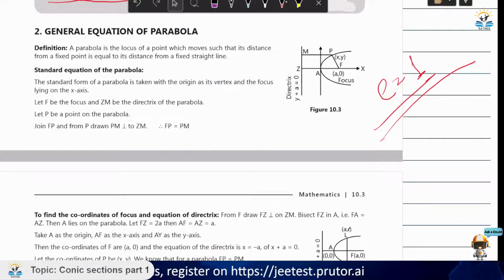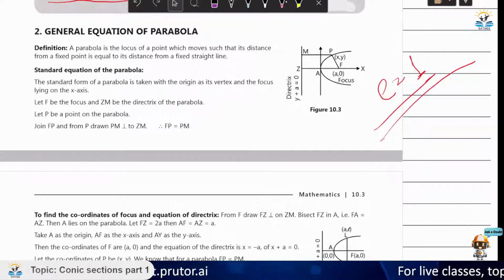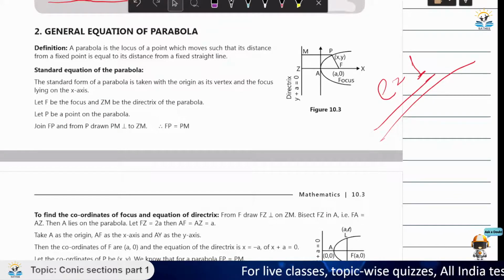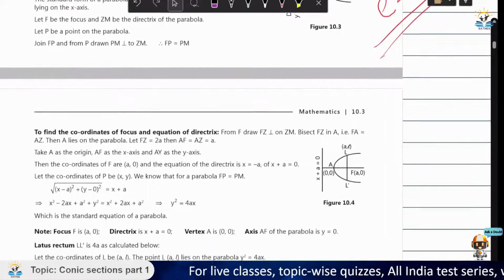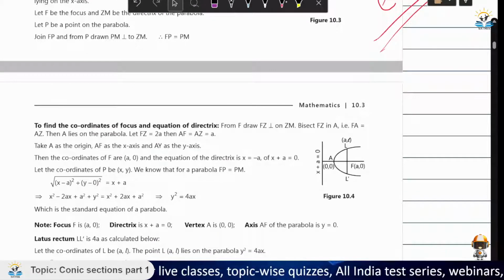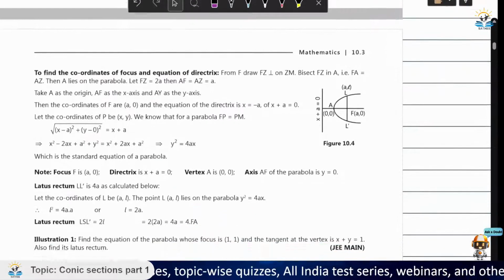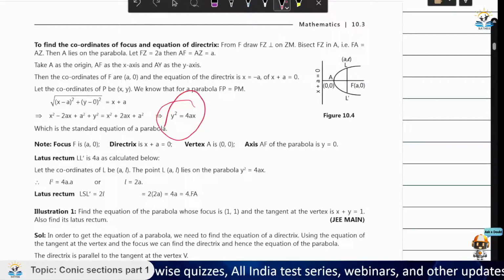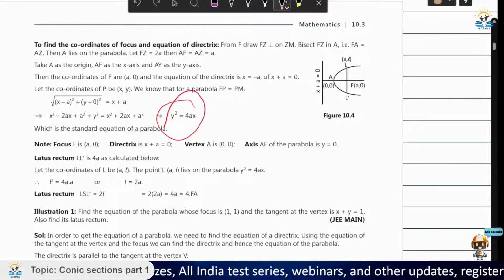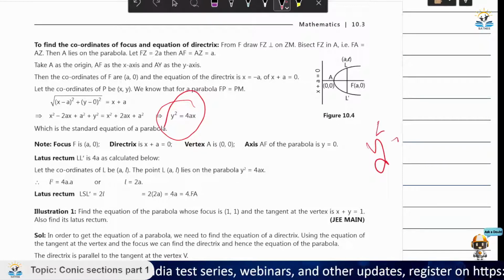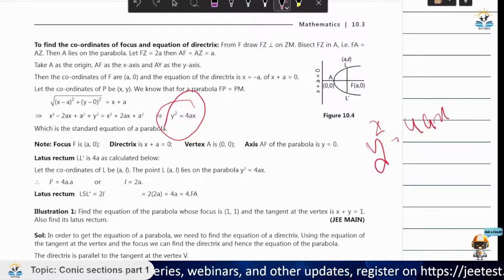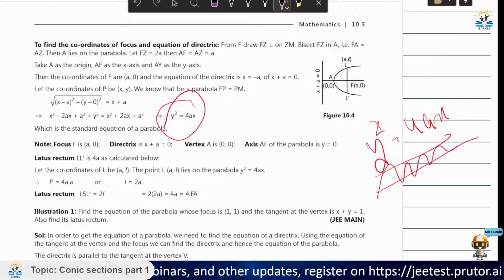The standard form of the parabola is taken with the origin as the vertex and the focus lying on the x-axis. Let F be the focus and ZM the directrix of the parabola, and P a point on the parabola. Join FP and draw PM perpendicular to ZM. We get FP equals PM. To find the coordinates of the focus and the equation of the directrix is very easy, guys. We get this equation, the standard equation of the parabola: y square equals 4ax. It is the standard equation of the parabola that is used.